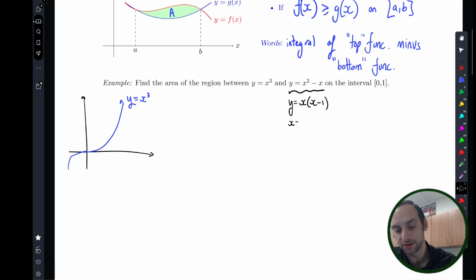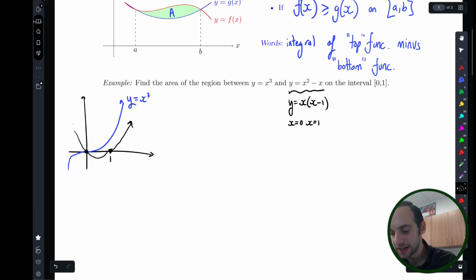So we know it has zeros at x equals 0 and x equals 1. So if we put these zeros on our graph, we know our parabola is crossing at x equals 0 and x equals 1, and we know it opens up, and it's not going to grow as fast as our cubic function, so it's going to sit under the cubic function right here. Okay? So what is the area we're trying to find?